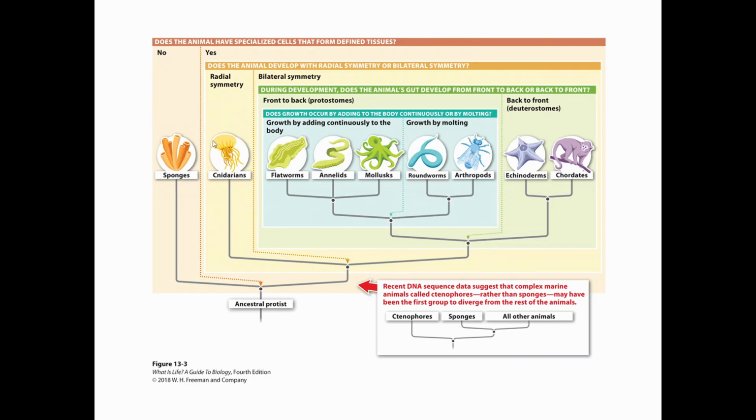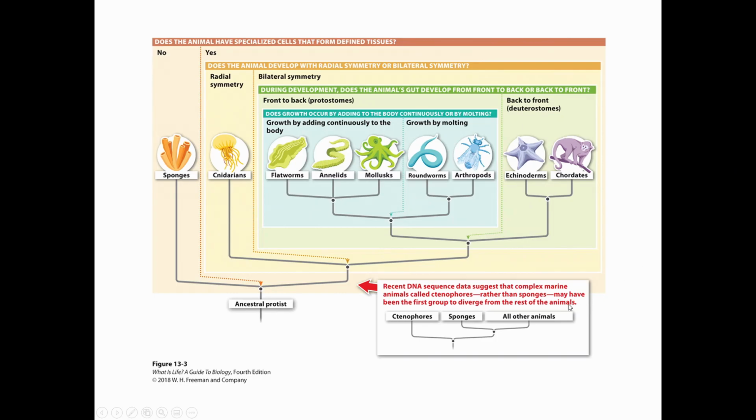Now, when we look at how the body grows, do we grow continuously by just adding to the body, or do we molt? And so basically, like adding to the body, that's going to be your flatworms, annelids, and mollusks. We're just constantly growing more. Whereas things like arthropods and roundworms, they have to basically shed an exterior off in order to grow bigger. Otherwise, they will be constrained by their exoskeleton. And then the echinoderms, chordates, we've already determined they are going to be developing anus first.